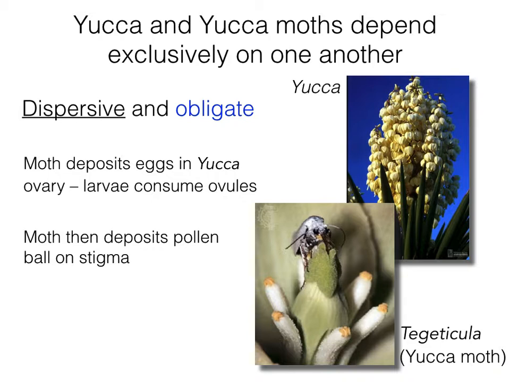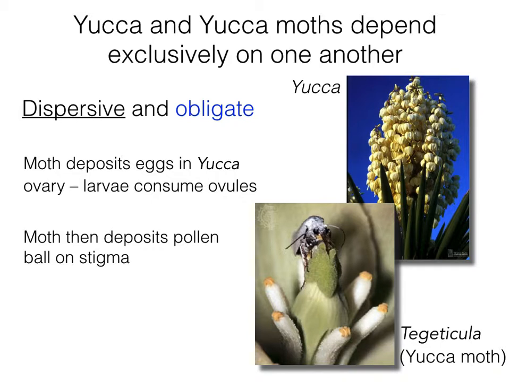The example of the yucca and the yucca moth mutualism is obligate because the yucca depends entirely on the moth to disperse its pollen, and the moth depends entirely on the yucca for its reproduction. Let's just take a look at how this works. The female yucca moth enters a yucca flower and makes a cut in the ovary with her ovipositor and deposits somewhere between 1 and 15 eggs.